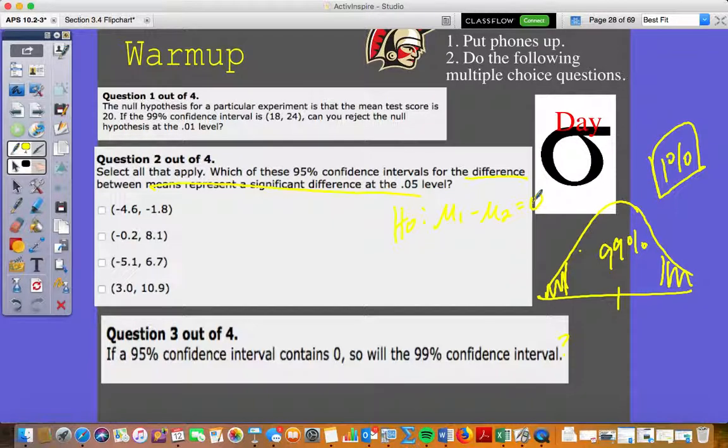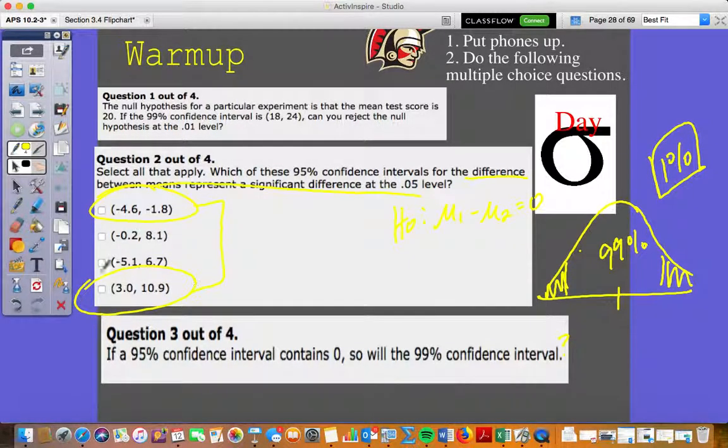What are y'all thinking? Doesn't contain 0 to be statistically significant. Do y'all follow me on that? Kind of the same idea, except 95% instead of 99, okay? So if 0 falls outside of my confidence interval, we say it's statistically significant. So check all that apply. We would say what? The first and fourth. First and fourth, very good.